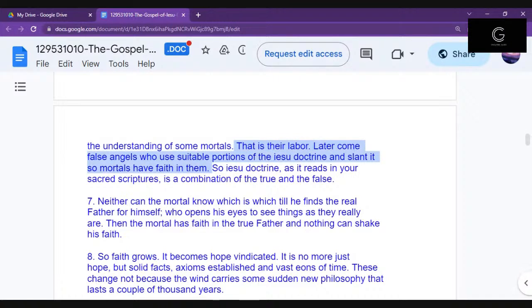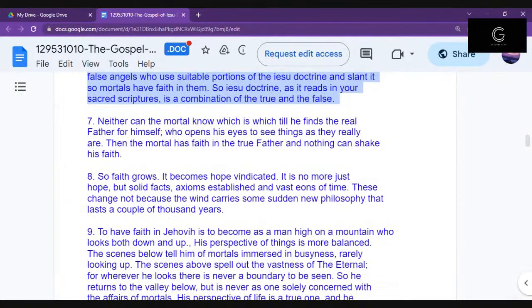Later come false angels who use suitable portions of the Iesu doctrine and slant it so mortals have faith in them. So Iesu doctrine, as it reads in your sacred scriptures, is a combination of true and false. Neither can the mortal know which is which till he finds the real Father for himself. Because what it told you earlier, the words stand out.